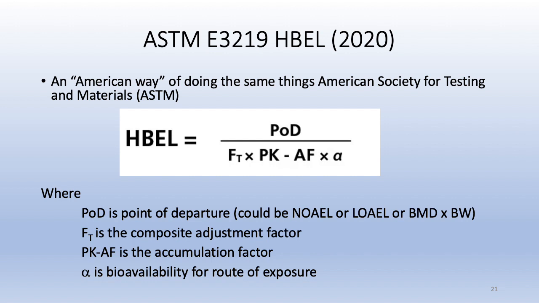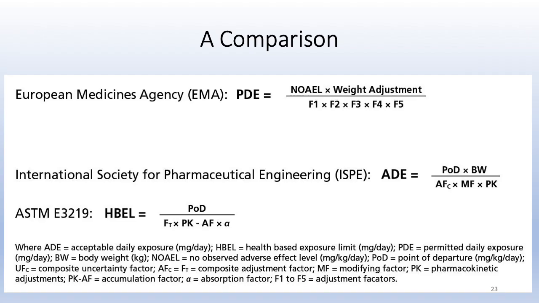But then they have what they call PKAF, which is an accumulation factor to account for compounds which actually accumulate in the body. And then they have another one, alpha, which is their bioavailability for the route of exposure. But really, more or less, whether you go using this route or you use the previous one, with proper judgment and experience, you come up with more or less the same type of answers. And then just quickly, this is a slide which is showing the different comparisons amongst the different organizations. That's EMA, WHO, ISPE, and ASTM.